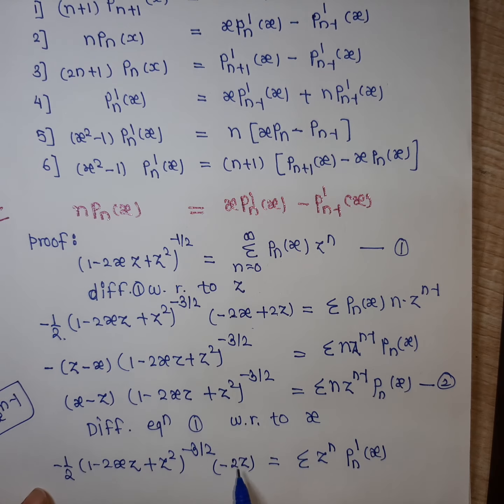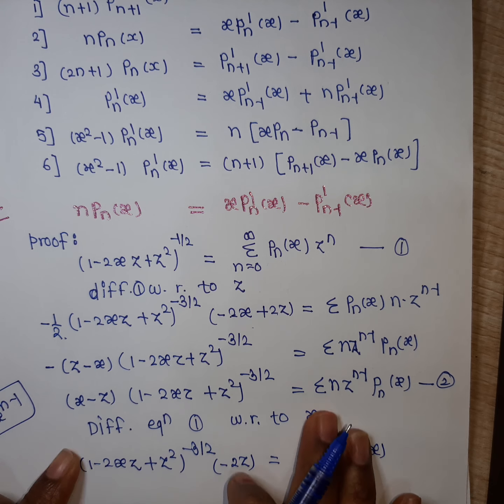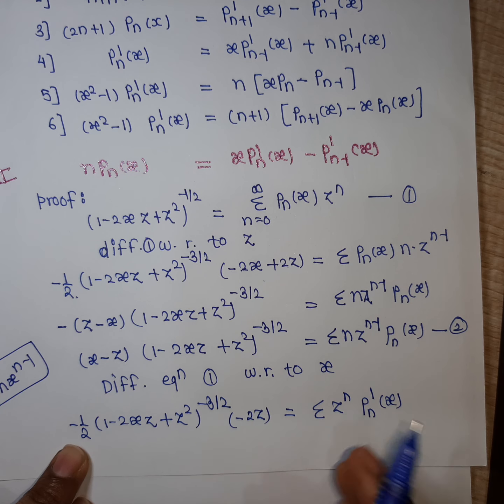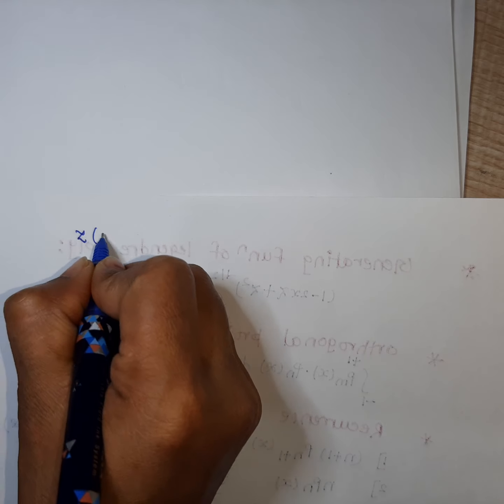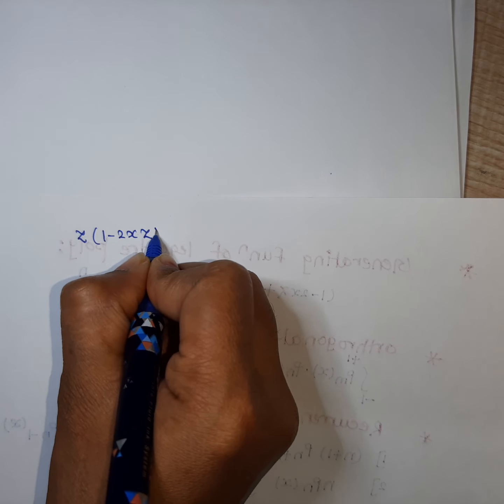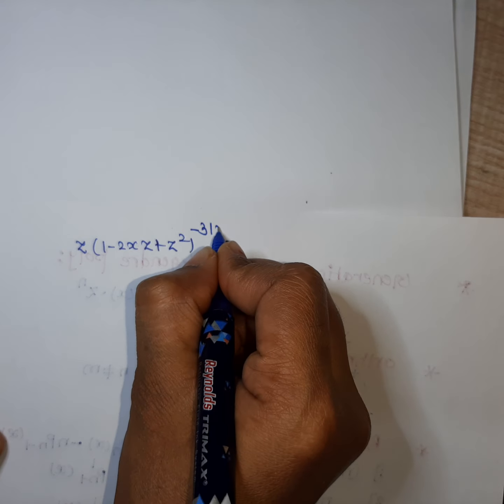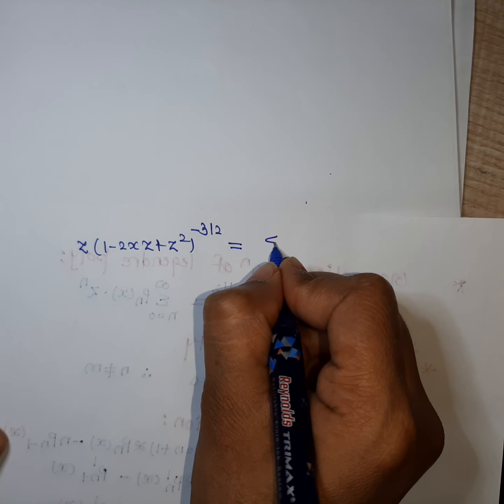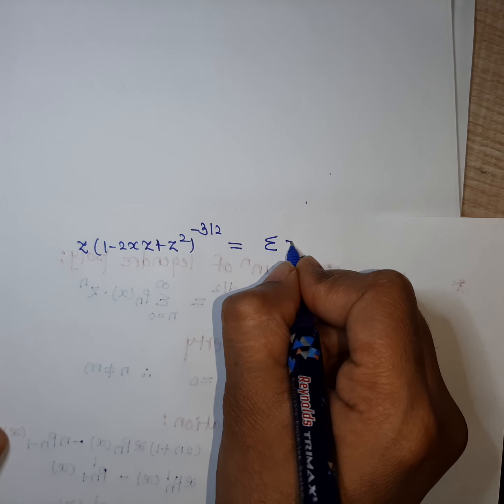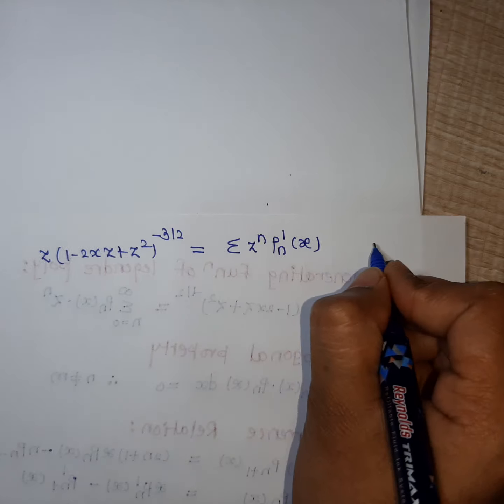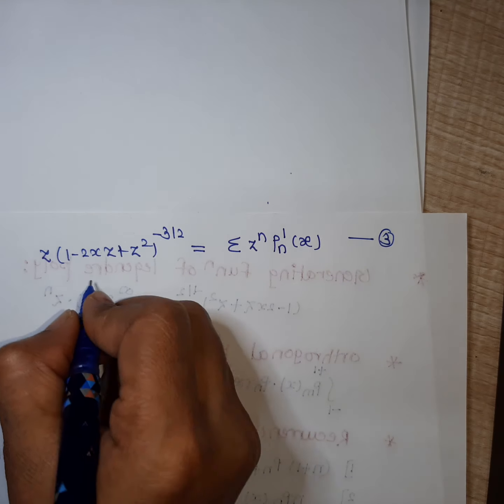Here is 2 and here minus 2. This is minus 1 by 2. This cancels out. Then write down the remaining term: z (1 minus 2xz plus z square) whole power minus 3 by 2 is equal to summation z power n Pn prime of x. Suppose this is equation 3.